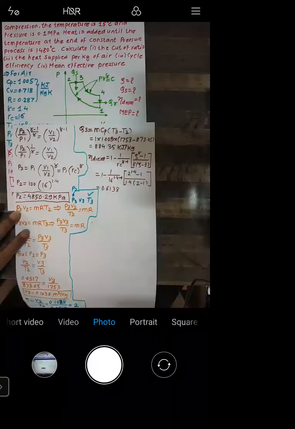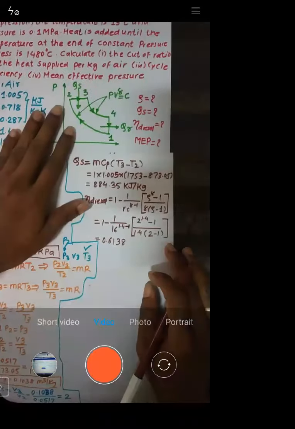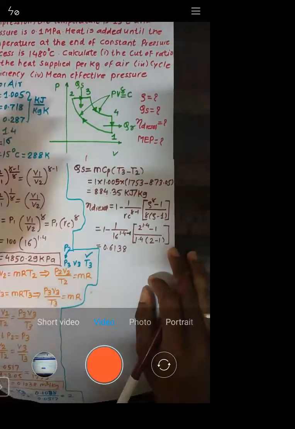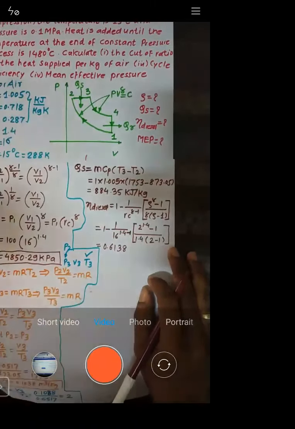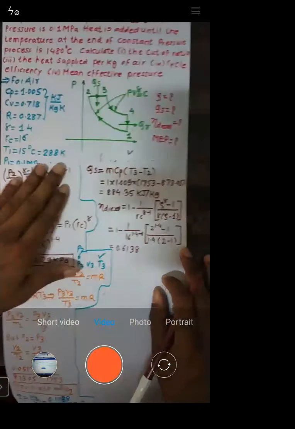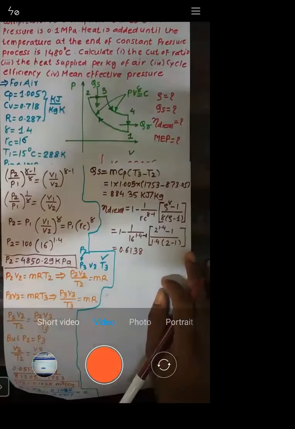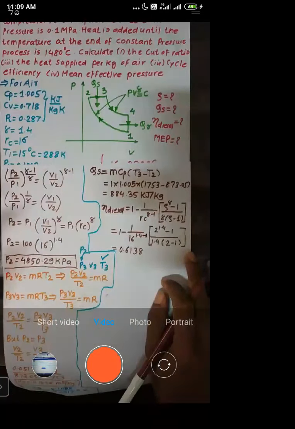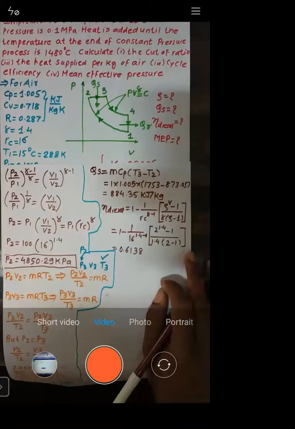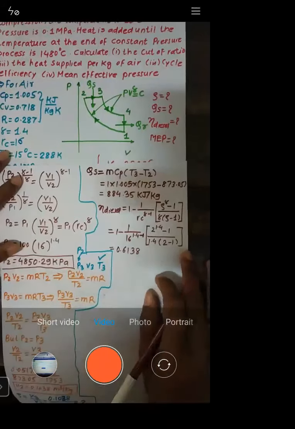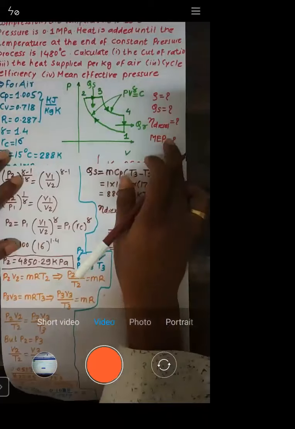Is that okay? This is the efficiency of the diesel cycle. Is that clear? Let me know, is that okay, all of you? Yes. Is that okay to all of you? Yes, sir.